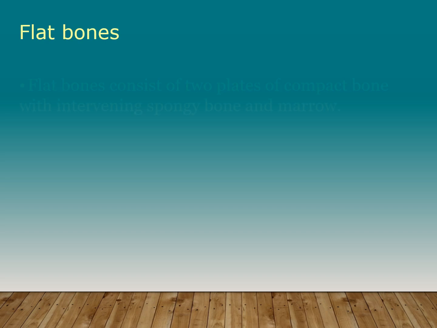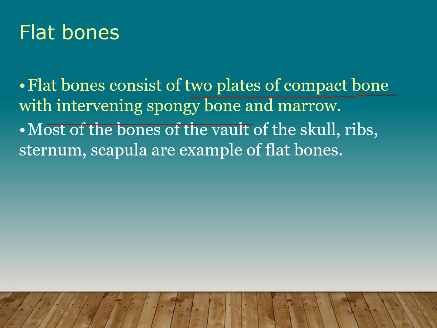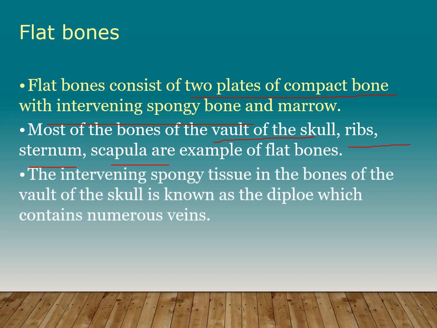Flat bones. Flat bones consist of two plates of compact bone with intervening spongy marrow. Most of the skull bones, the vault of the skull, rib, sternum and scapula come under the flat bones. This intervening spongy tissue is called diploe in the skull, which contains numerous veins.